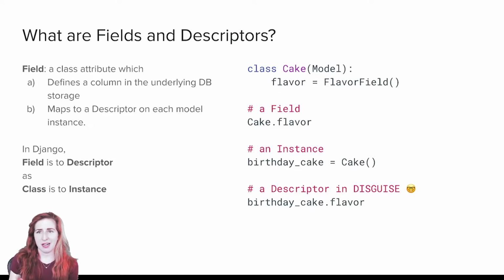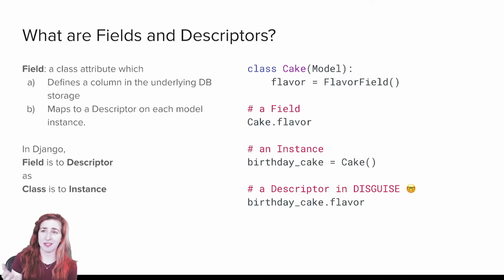So how are descriptors used in Django? Well, descriptors are what the Django ORM attaches to model instances to return whatever the value of that field is for that instance. So you can think of fields as being defined on classes and descriptors as being defined on instances. It's tricky because descriptors are hidden from you. You won't really know they're there unless you do some introspecting.